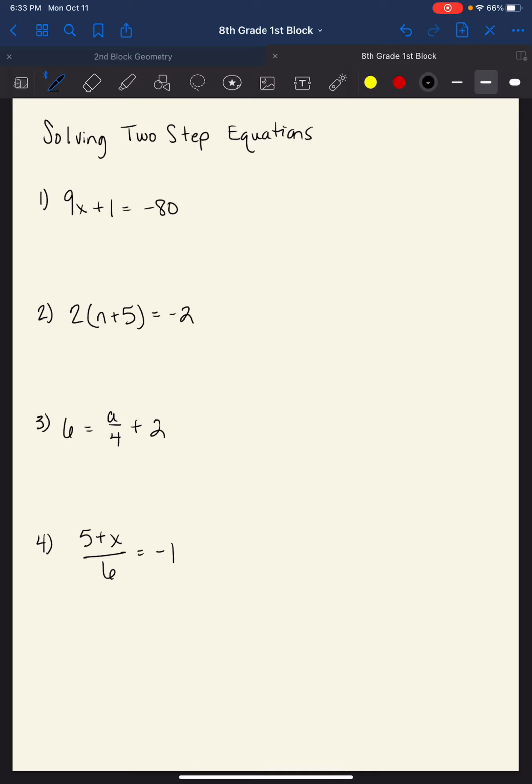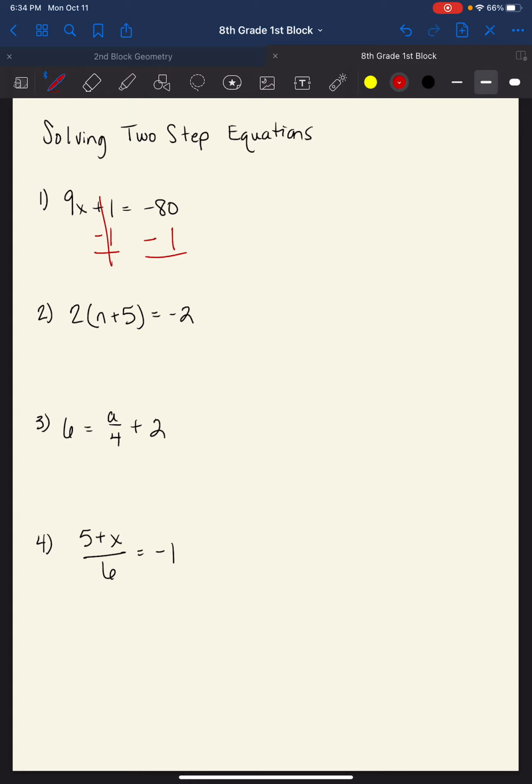So, in this case here, 9 has the x beside it, okay? So what I want to do is move the 1. Well, there is a plus in front of that 1, so I'm going to subtract the 1, okay? Whenever I subtract 1 from the left side of this equal sign, that means I need to subtract 1 from the right side of the equal sign. All right, so whatever I do to one side of the equal sign, I always do the same thing to the other side of the equal sign. Okay, that is the rule that you have to follow when you're solving equations.